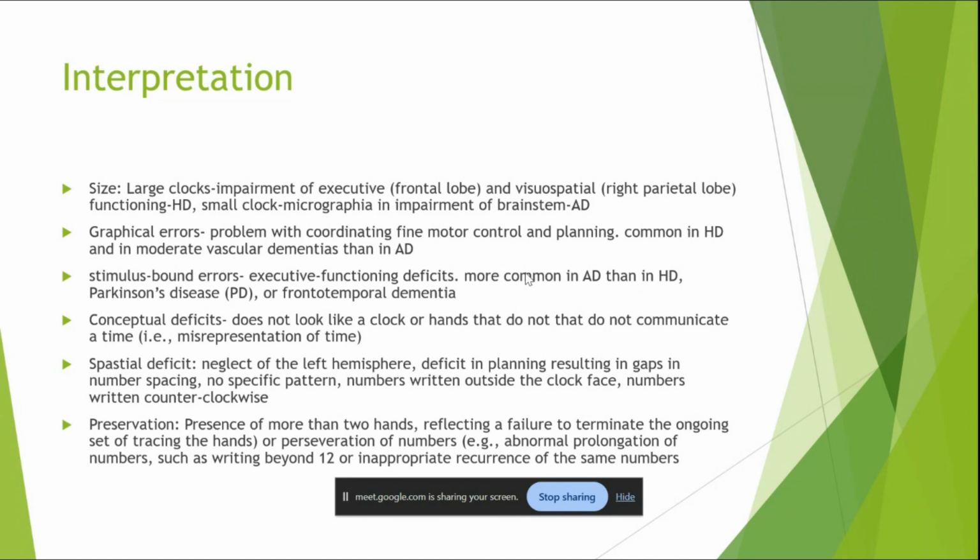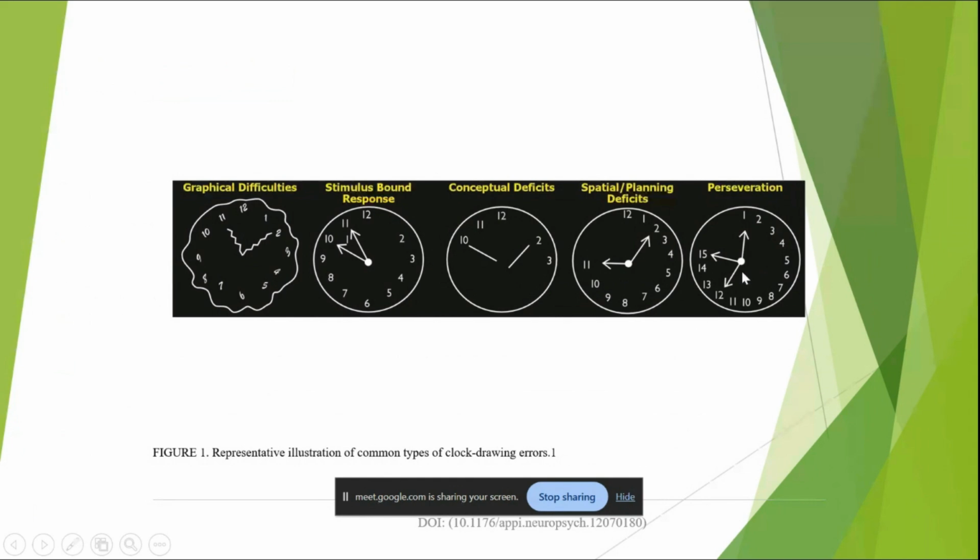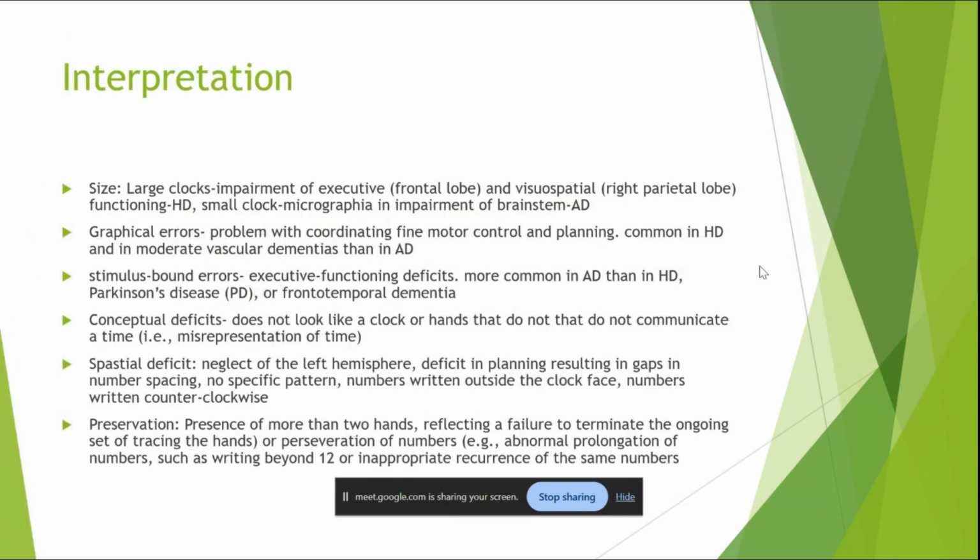Then the last one is perseveration, which is when there is the presence of more than two hands, and this reflects a failure to terminate the ongoing set of tracing the hands or perseveration of numbers. This is an example that we can see. Instead of the numbers stopping at 12, the patient will keep on going, and will draw out different lines trying to interpret the instruction that was given basically.